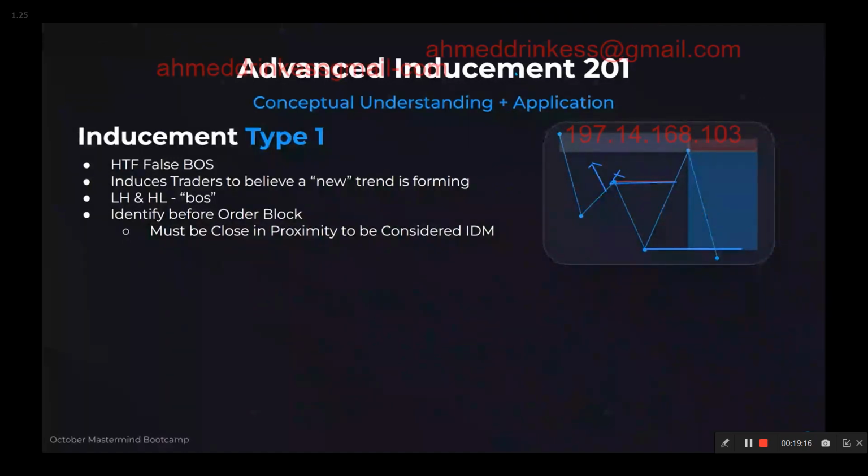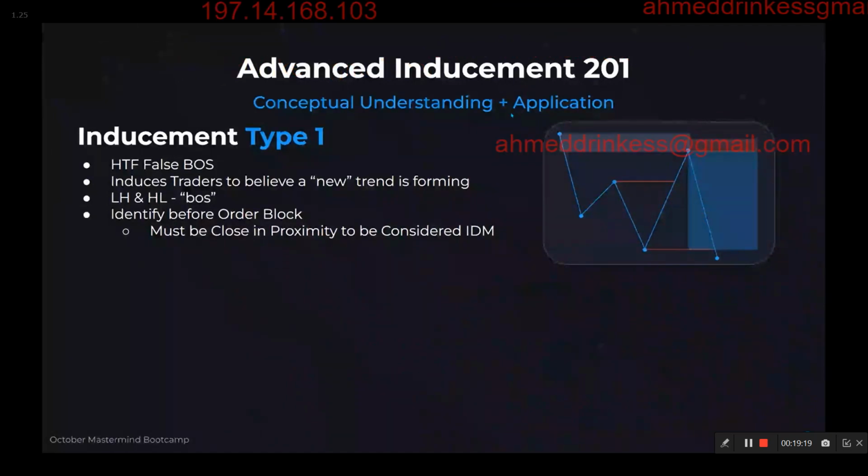So go ahead and type a 1 in the chat if you feel fairly confident with the conceptualization of type 1 inducements.